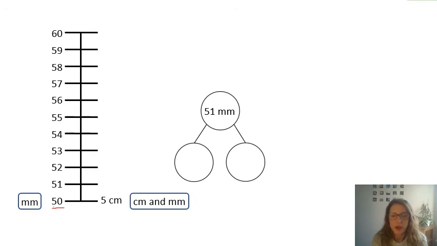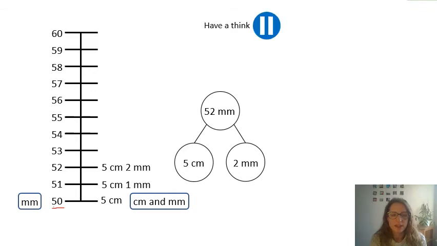For the next one, so we know it's going to be 5 centimeters. We're going to use a part whole model here. We're going to partition it into our 50 millimeters and our 1 millimeter, but we can change our 50 millimeters into centimeters. Okay, so it's 5 centimeters and 1 millimeter. How do we do that for 52? So have a think, how would we partition it and how would we write it? Okay, so 5 centimeters and 2 millimeters down on the side.